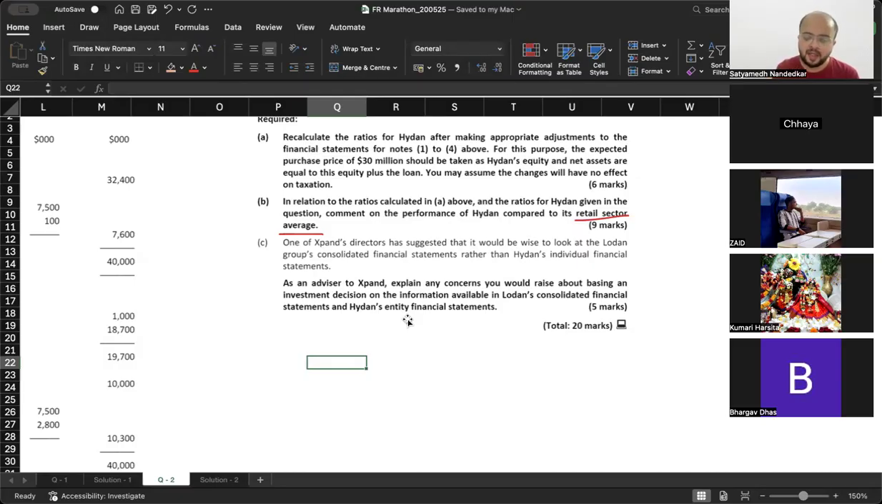One of Expand's directors has suggested that it would be wise to look at the Loden Group's consolidated financial statements rather than Hayden's individual financial statements. As an advisor to Expand, explain any concerns you would raise about basing an investment decision on the information available in Loden's consolidated financials and Hayden's entity financials. So, why should you prefer single entity का financials as opposed to the consolidated financials? ठीक है.